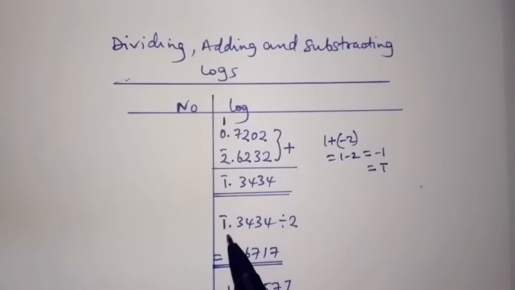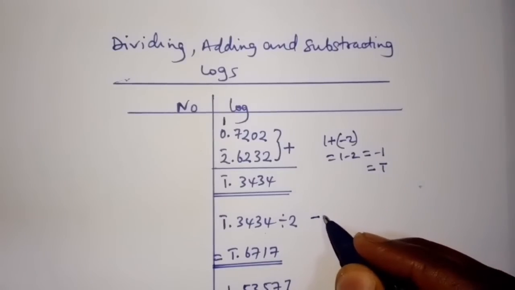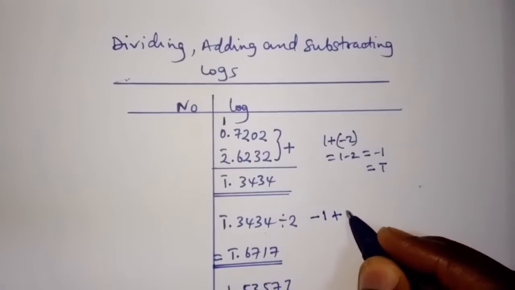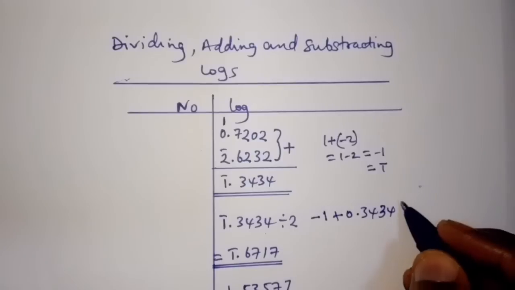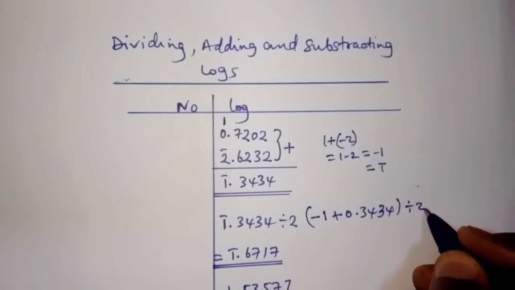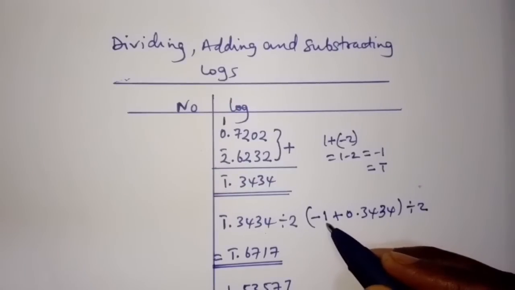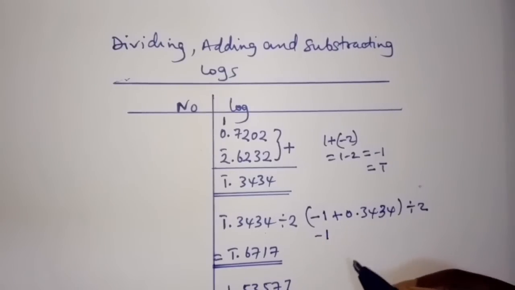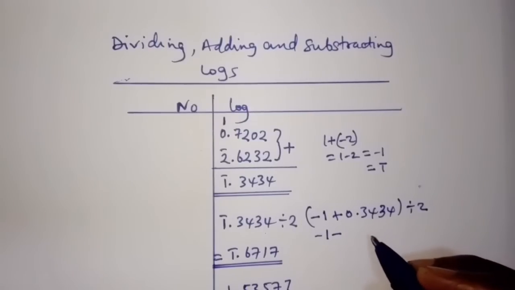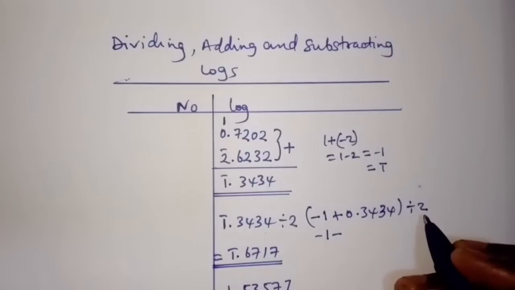How can we divide bar 1.3434 by 2? So we can write this as negative 1 plus 0.3434 divided by 2. We want to find an exact number. We can divide by 2 here. So we can say that this is a negative 1. We can subtract a number that when after subtracting we can divide it by 2 to get an exact number.